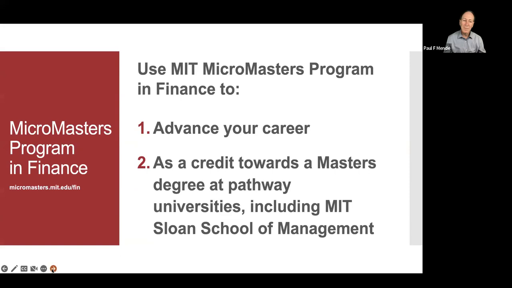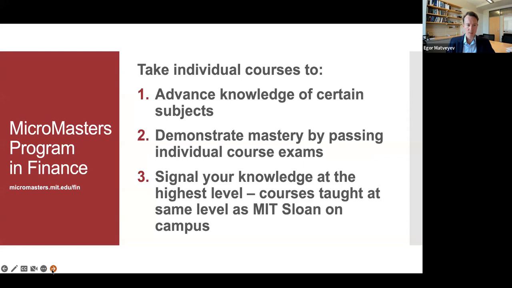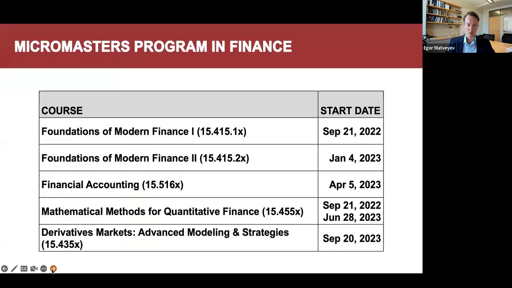And now I'd like to provide you with more detail about each of our courses. The program consists of 5 courses: Foundations of Modern Finance Parts 1 and 2, Financial Accounting, Derivatives Markets, and Mathematical Methods for Quantitative Finance. Learners may begin the program with any of the 3 entry point courses. These entry point courses are Foundations of Modern Finance Part 1, Financial Accounting, and Mathematical Methods for Quantitative Finance.